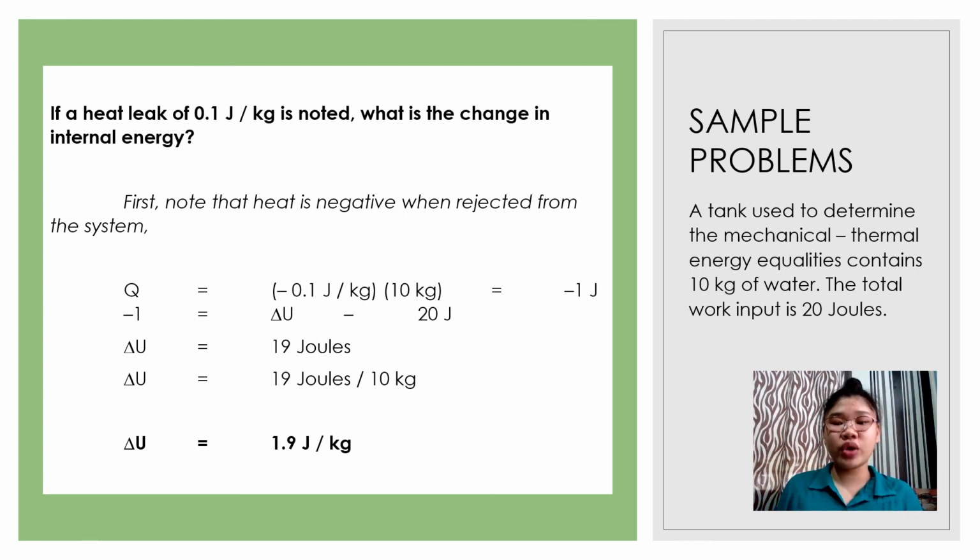Substituting negative 1 joule as heat into our formula earlier, Q is equal to delta U plus Win, we have Q as negative 1 joule, the heat leak, and the work input, which is negative 20 joules. From the formula, our change in internal energy is 19 joules. And then the specific internal energy is 19 joules per 10 kilograms, or simply 1.9 joules per kilogram.